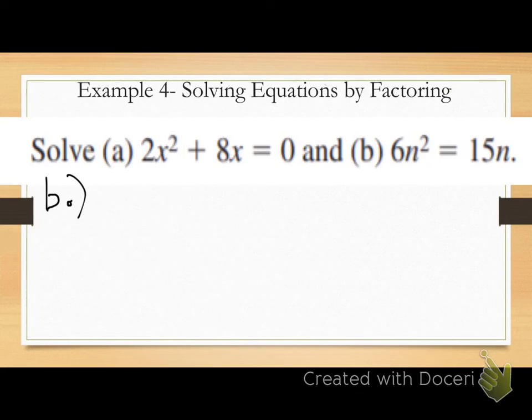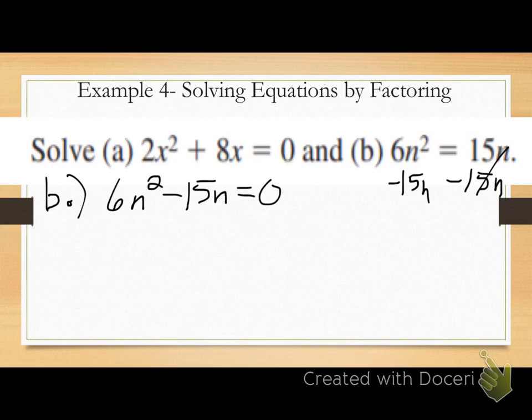Making a negative equal to the other side. Which one? 6n squared. You can do 6n squared. I'm going to do 15n. I like my leading coefficient to be positive. 6n squared would work as well, though. I'm going to subtract 15n from both sides. Can I combine 6n squared and negative 15n? No.